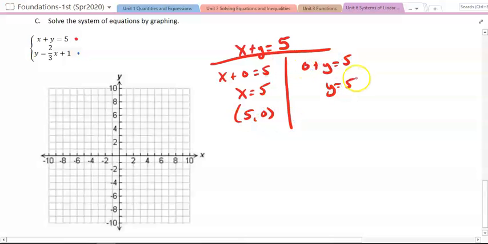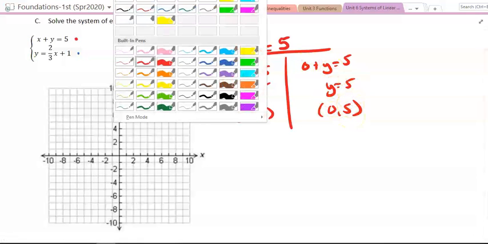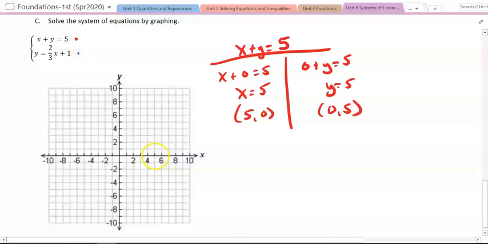So y is also equal to 5. And that's the ordered pair (0, 5), because I plugged in 0 for x, and I got 5 for y. And so plotting those two points on the coordinate plane, (5, 0) and (0, 5).